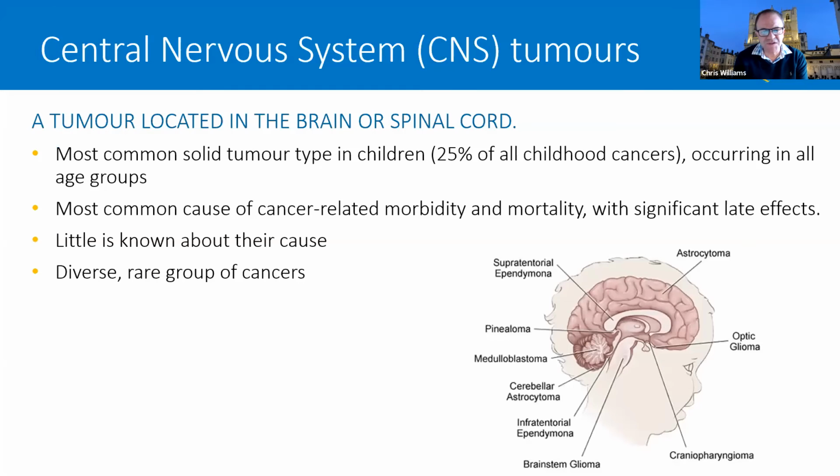And the third and final subgroup is the CNS or central nervous system tumours, also known as the neuro-oncology team. So a CNS tumour is literally just a tumour located anywhere within the brain or the spinal cord. This is the most common solid tumour type in children, up to a quarter of all childhood cancers.